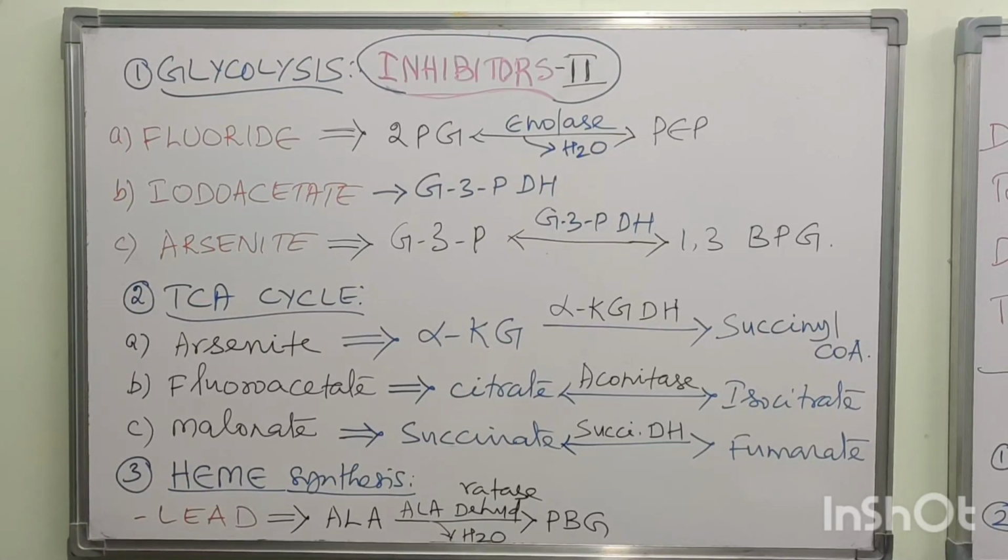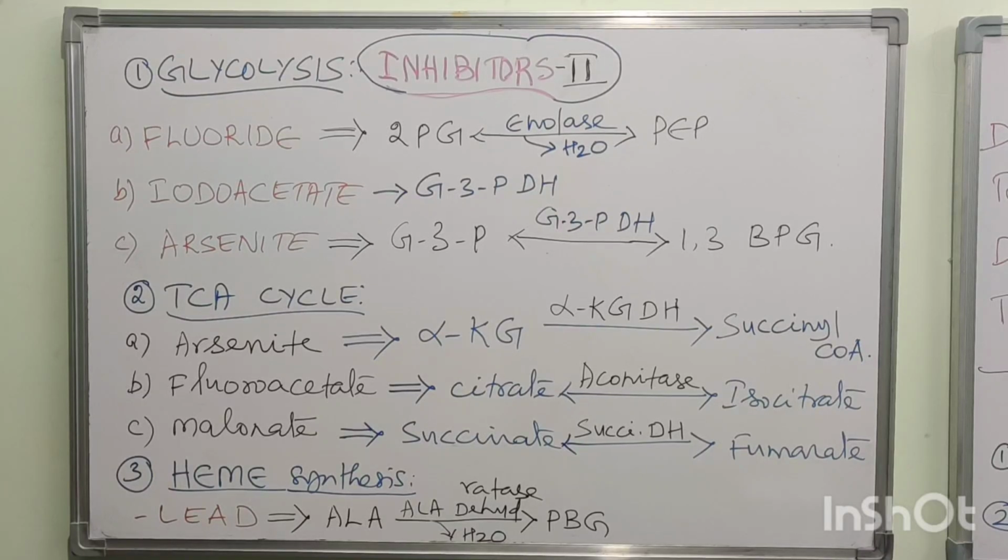Number two inhibitor is glycolysis, TCA cycle and heme synthesis. I am giving 3 plus 3 plus 1, 7 examples for glycolysis, TCA cycle and heme synthesis. Third one is inhibitors 3, that we will discuss later.